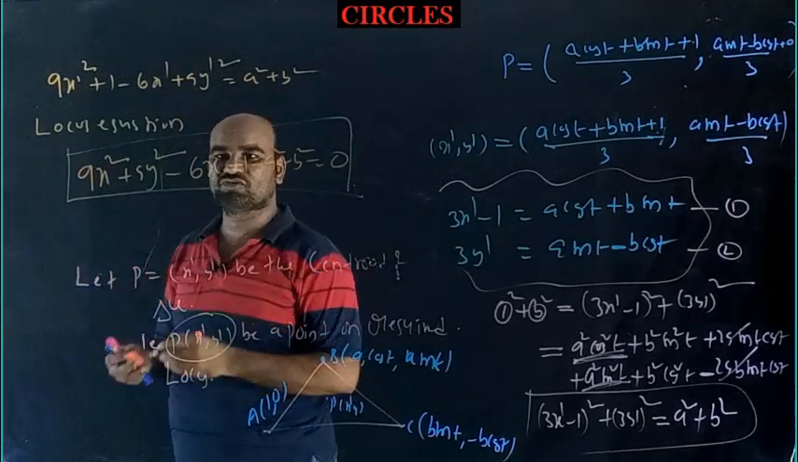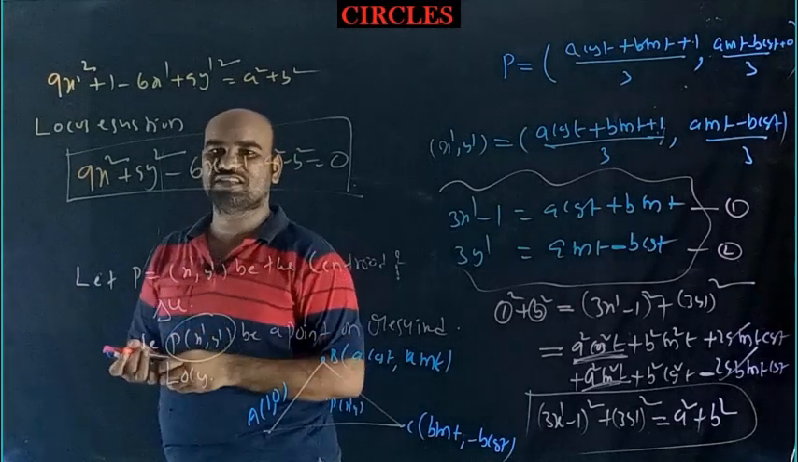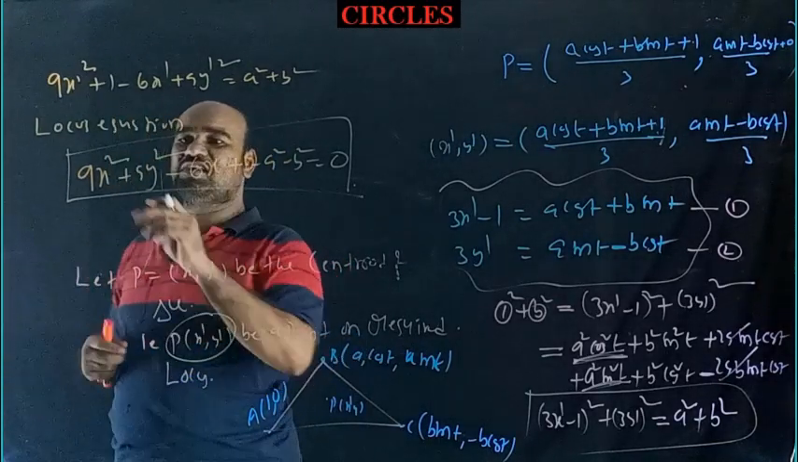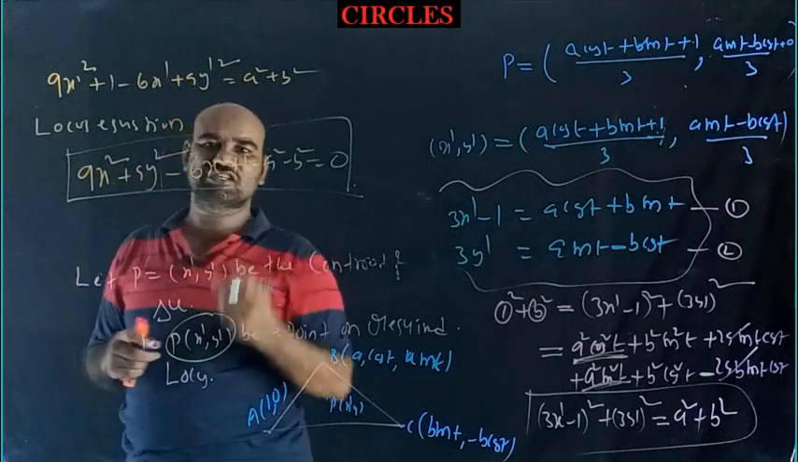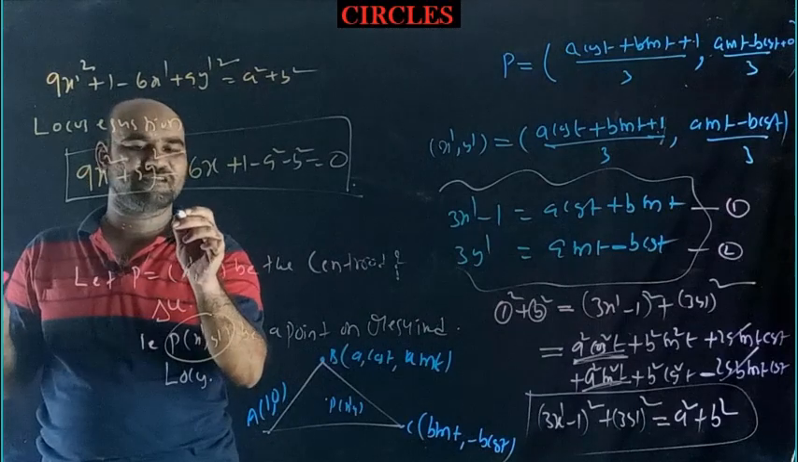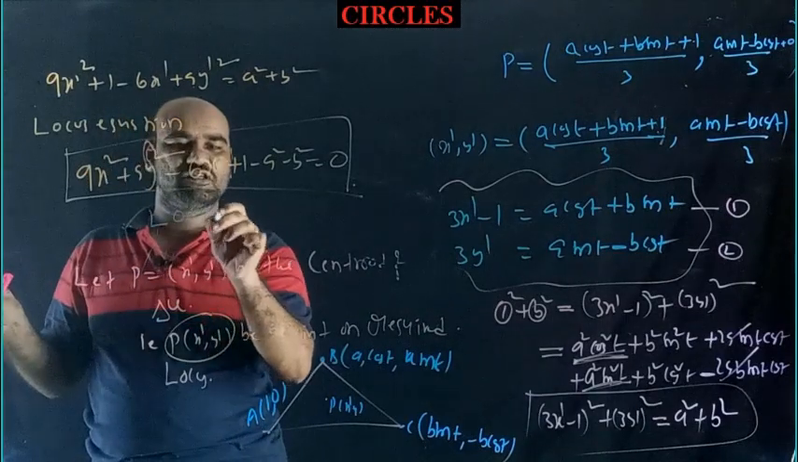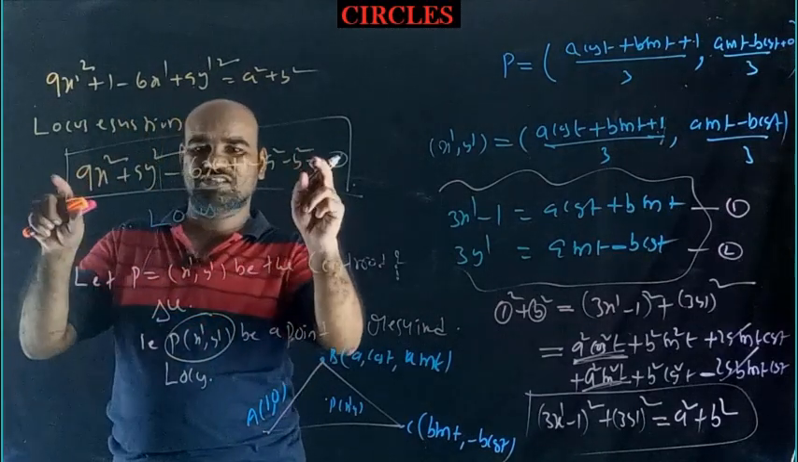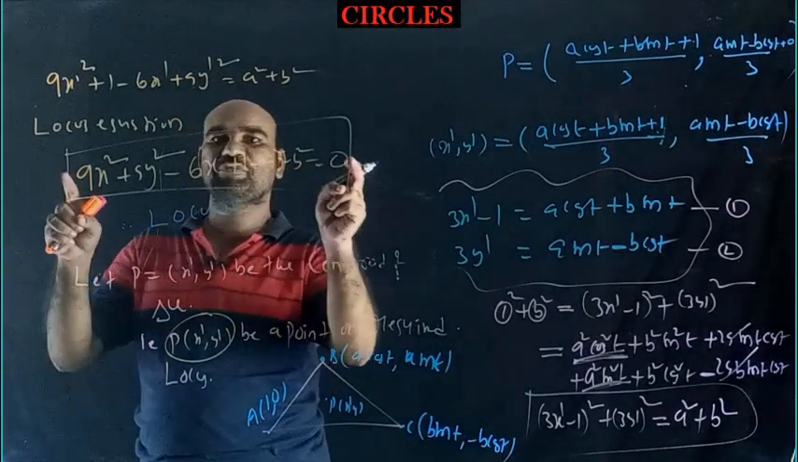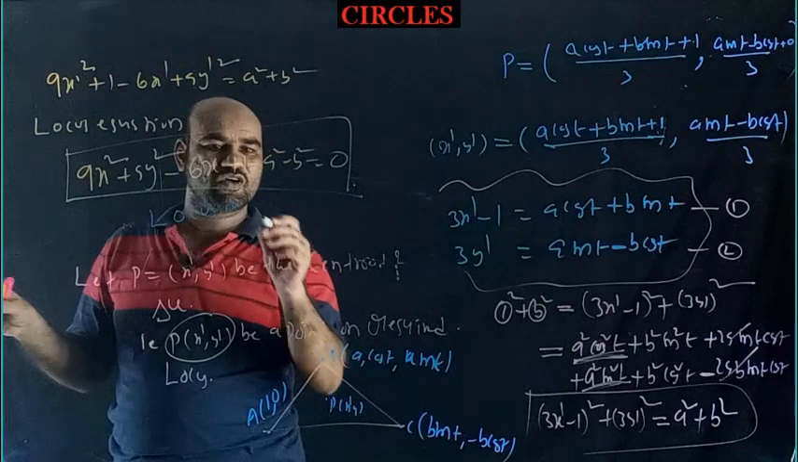Observing this, you can say that this is a circle, because the x² coefficient equals the y² coefficient and there is no xy term. Therefore the locus equation is a circle. The locus is a circle; the locus equation is this. What does locus mean? It is the geometrical shape represented by this equation. That is called the locus. The locus is a circle.